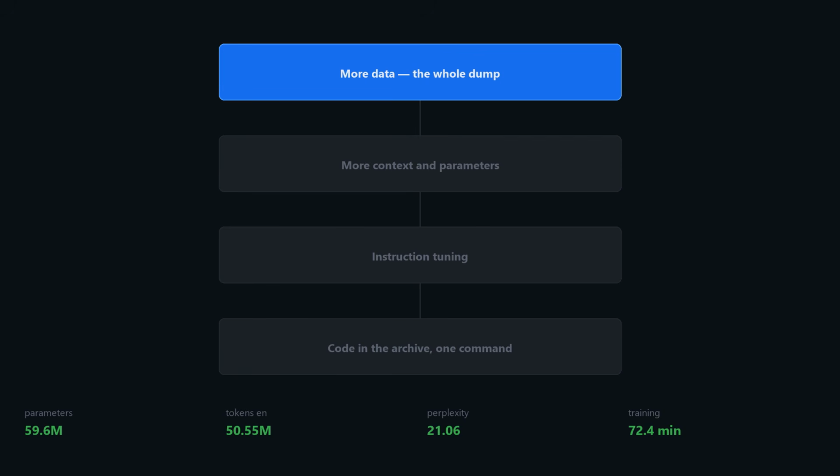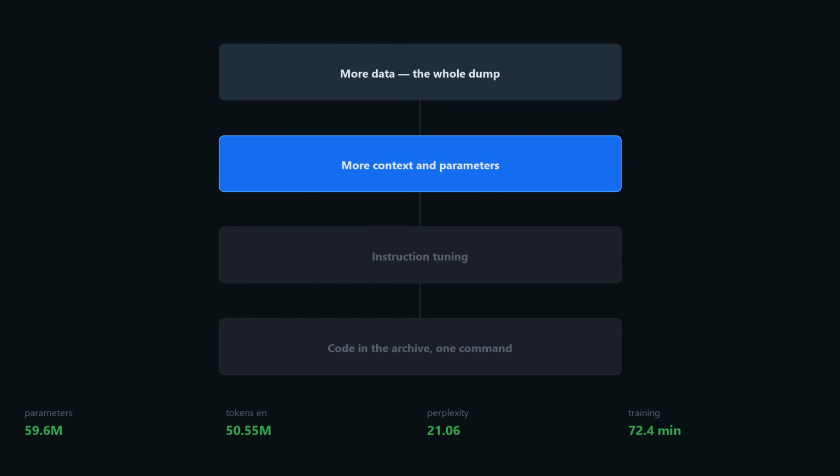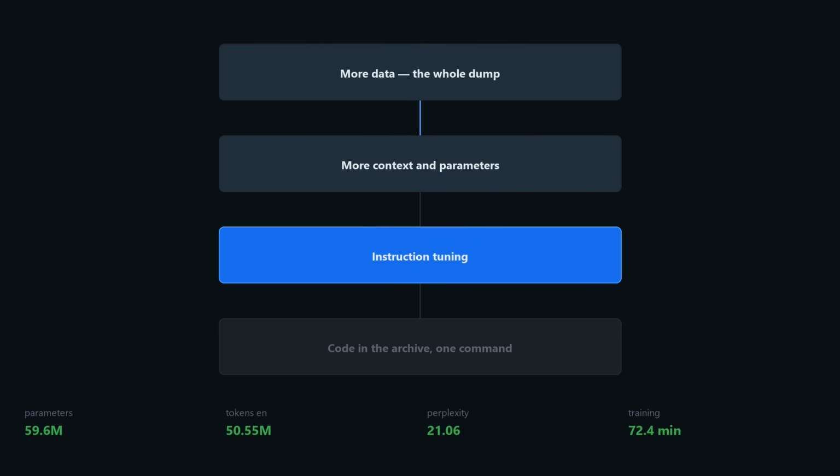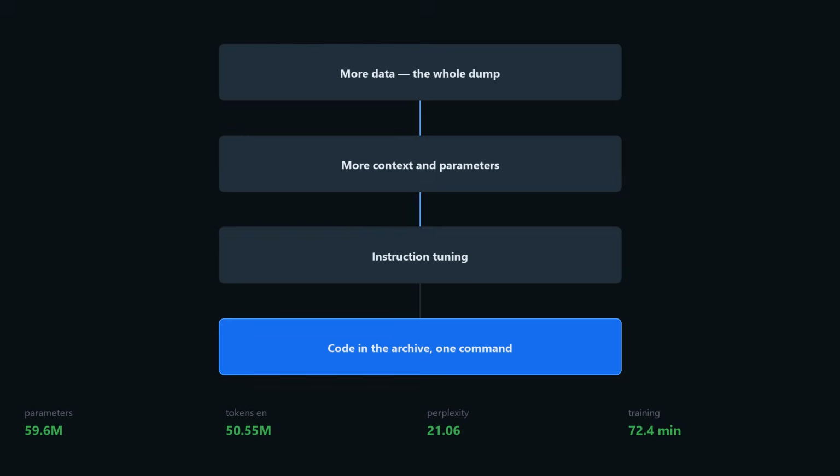Let us sum up. We went from an empty folder to a model that writes coherent text. And at every step we understood what we were doing and why. If you want to continue, there are 3 directions and they pay off in this order. First and strongest, more data. We took one chunk of the dump and the whole dump exists. Second, more context and more parameters, but only together with more data, otherwise you get exactly the diverging curve we saw. Third, instruction tuning if you want an assistant rather than a text generator.